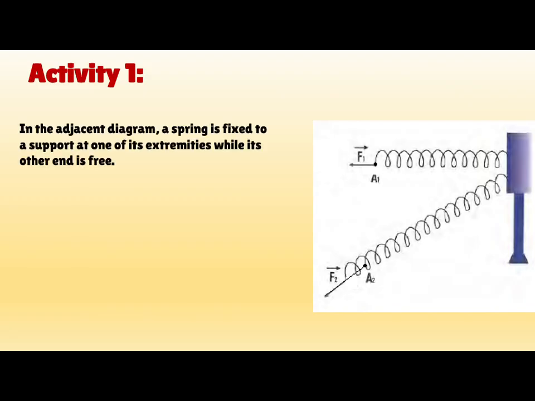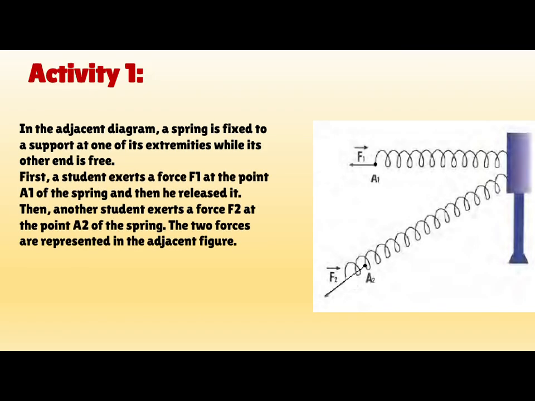Activity 1. In the adjacent diagram, a spring is fixed to a support at one of its extremities, while its other end is free. So here we have a spring, and the spring is fixed to a support at one of its extremities, and the other one is free. So it has two sides. The first one is fixed to the support, and the second one is free.